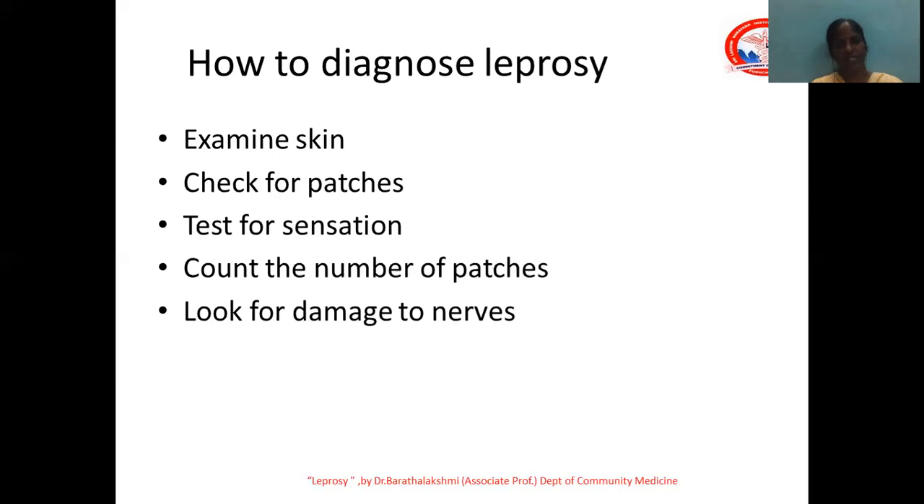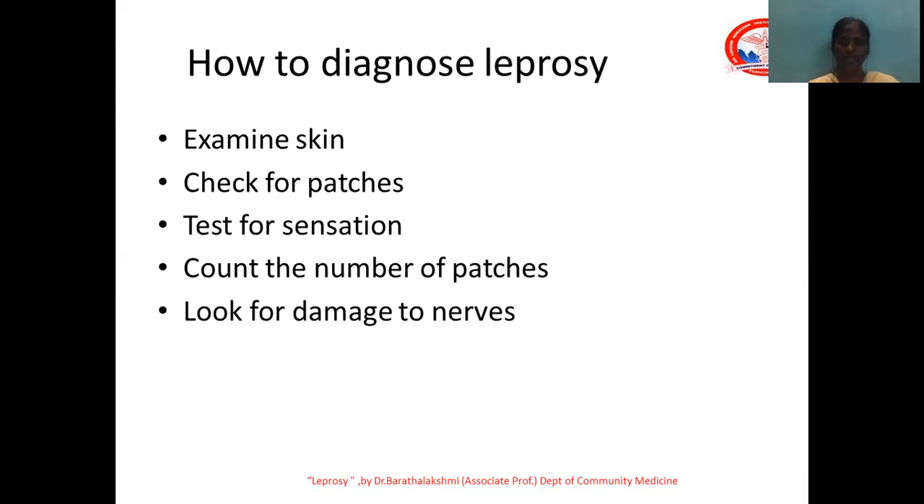If the number of patches is between 1 to 5, they fall under one category, and if they have more than 5 patches, they fall into a different category. So 1 to 5 patches fall into the paucibacillary category, and more than 5 patches fall into the multibacillary category.